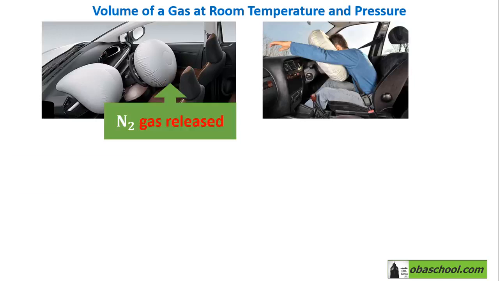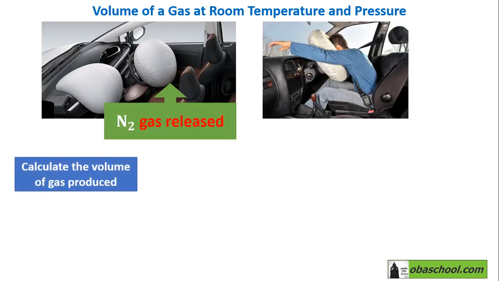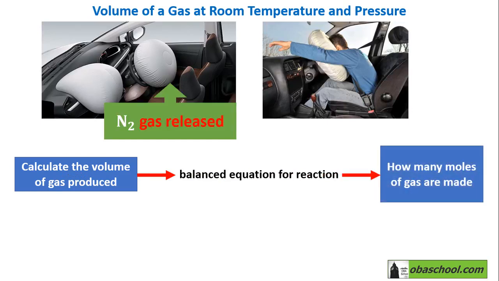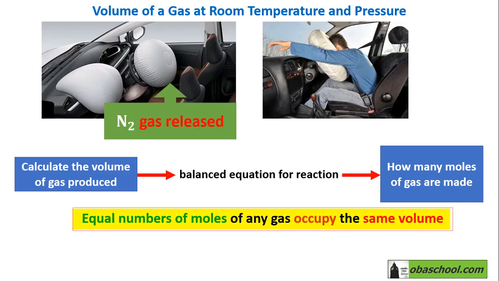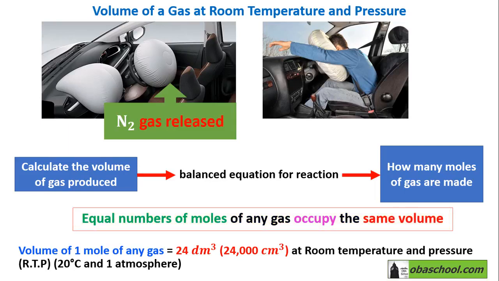The designers of the airbag can calculate the volume of gas produced from the balanced equation of a reaction. This tells them how many moles of gas are made, as it has been found that equal numbers of moles of any gas occupy the same volume. So, in general, the volume of 1 mole of any gas is 24 decimeter cubed, which is equal to 24,000 centimeter cubed at room temperature and pressure.